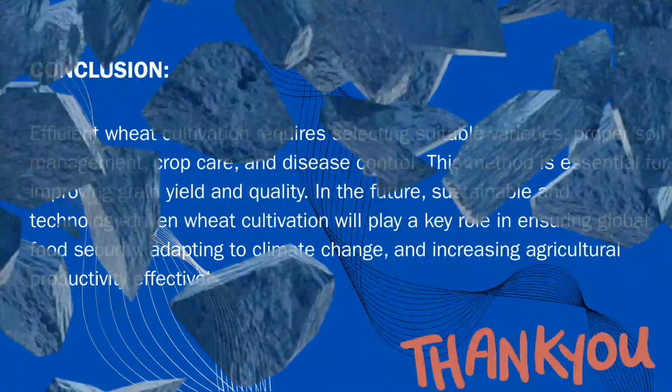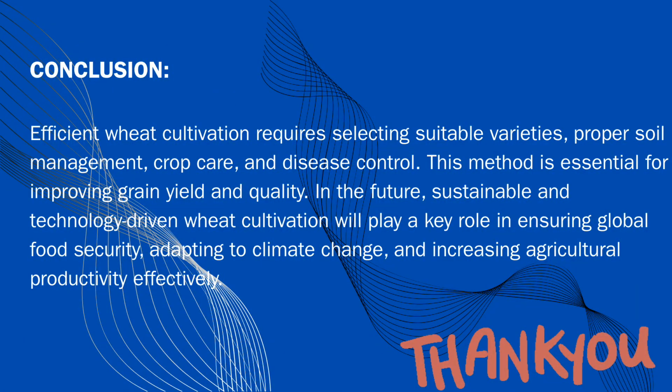Let's look at a real example of how plant breeding can improve the yield and quality of wheat. Efficient wheat cultivation requires the selection of suitable varieties, proper soil management, crop care, and disease control. These methods are important for improving grain yield and quality. In the future, sustainable and technology-driven wheat cultivation will play a key role in ensuring global food security, adapting to climate change, and effectively increasing agricultural productivity.